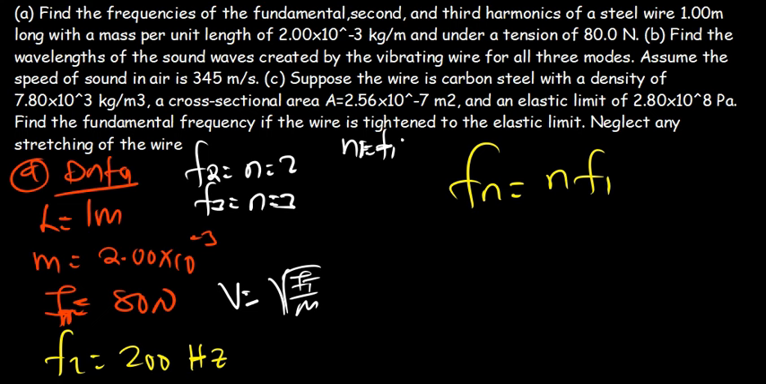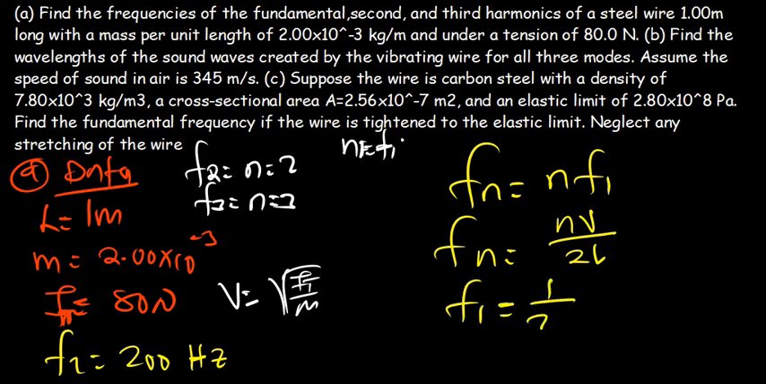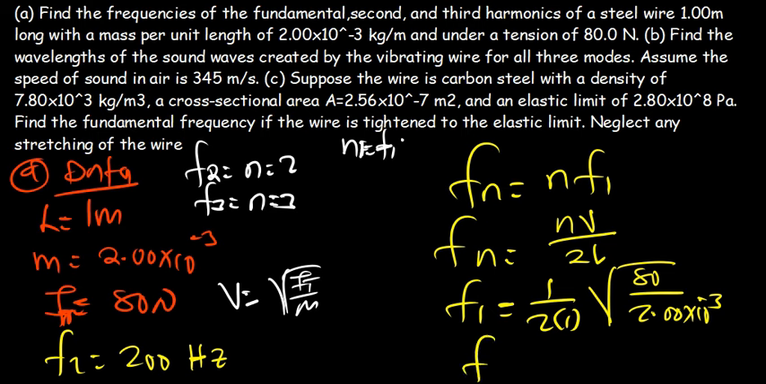So how can we find the first fundamental frequency? Since we said Fn is given by nv divided by 2l, n is equal to 1, 2l is 1. The velocity is the square root of the tension force, which is 80, divided by 2.00 times 10 to the power negative 3, which is the linear density. So f1 will be equal to 80 inside there, it was 200. 200 times 0.5, 1 over 2 is 0.5, so it's 100.